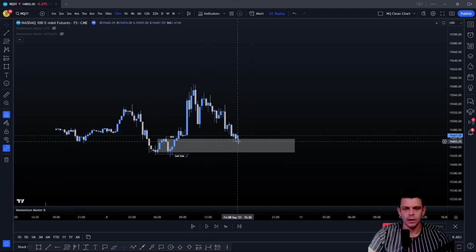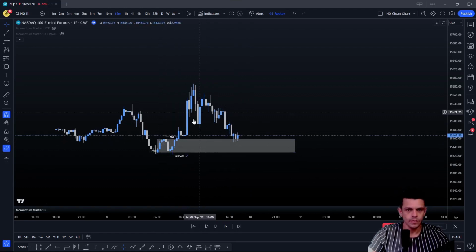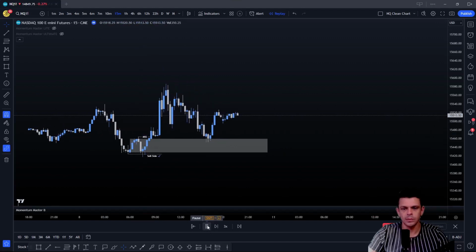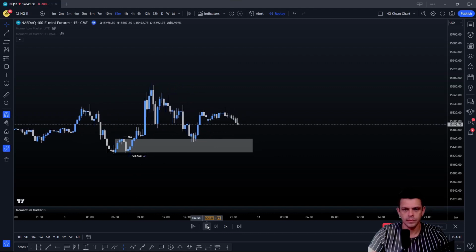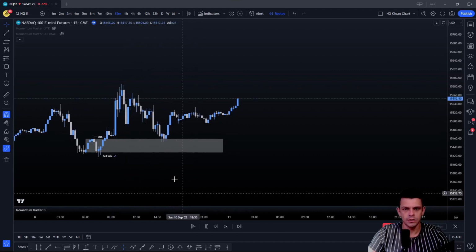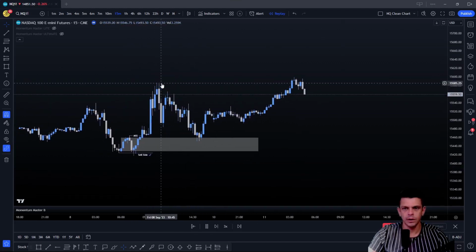So this is where you can go long. Put your stop below this low right here. And then it starts to move to the upside. Let's see if it can take out that high at least. And there we go.